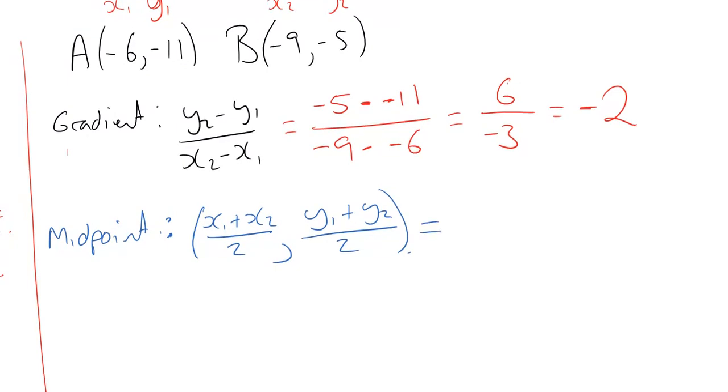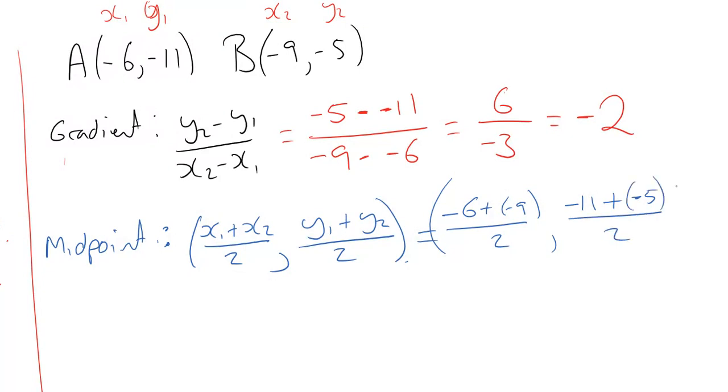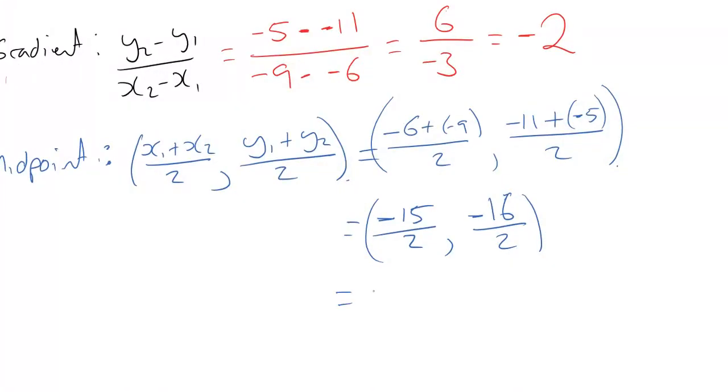So if we work that out, I'm just simply putting the numbers in, x1 plus x2 is going to be minus 6 plus minus 9, all divided by 2. And then the y coordinate will be minus 11 plus minus 5, all divided by 2. If we work that out, minus 6 plus a minus 9 is going to be minus 15. And then minus 11 plus a minus 5 will be minus 16.